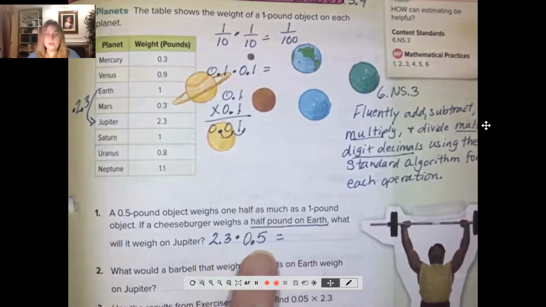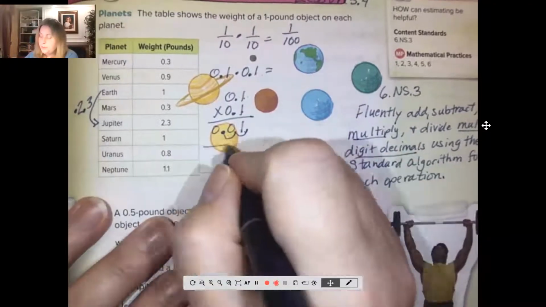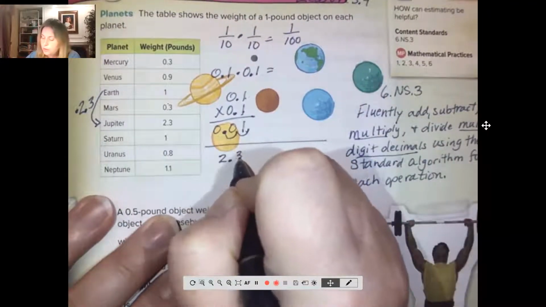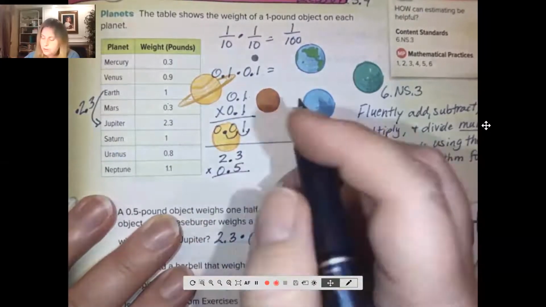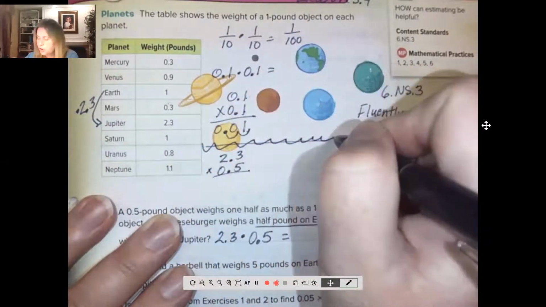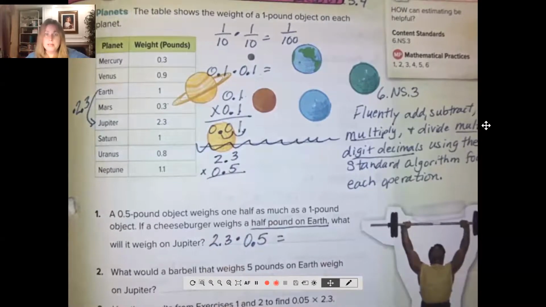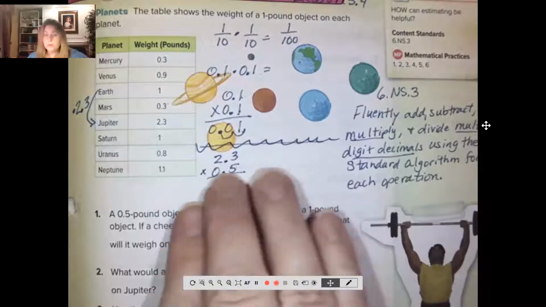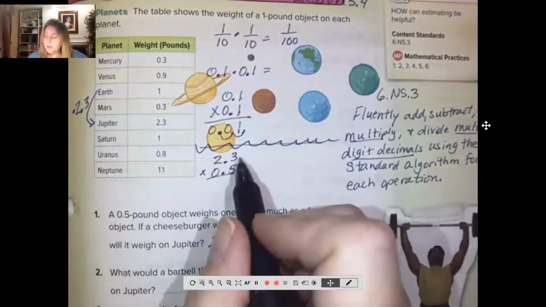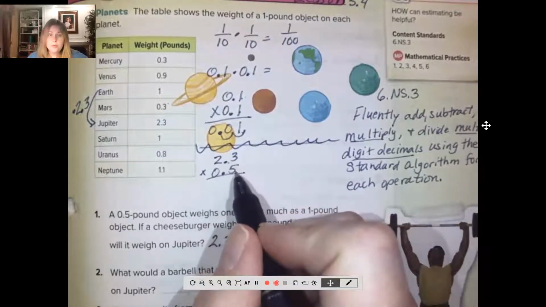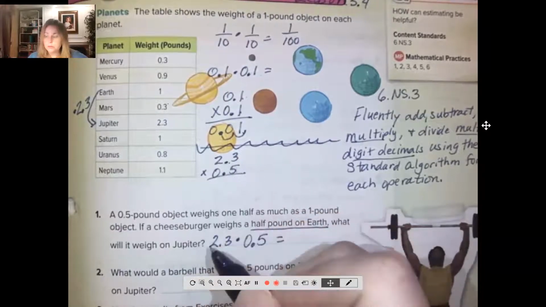So here we have, back to our cheeseburger problem, 2.3 times 0.5. So we're going to multiply 2.3 times 0.5. So 2 3/10. I'm going to do a squiggly line here just to really separate. This is the new problem. 2 3/10 times 5/10. And remember, initially we're just going to multiply like we would with regular whole numbers. And then once we get our answer, we will add in our decimal places, because we have 2 decimals in the problem, we will need 2 decimals in the answer.